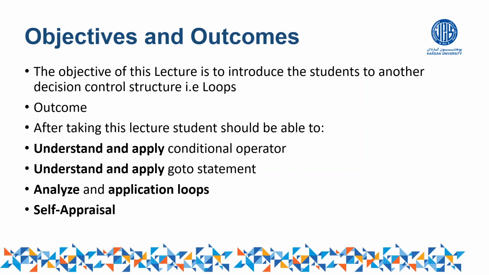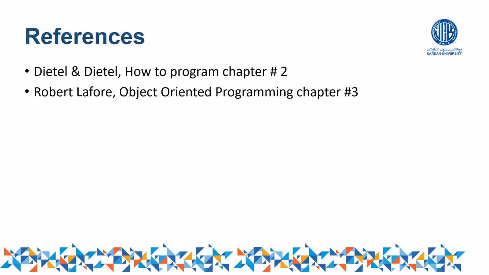The outcome of today's session. What are we going to get after taking this lecture? After taking this lecture, students should be able to understand and apply the conditional operator, the control operator. First of all, before discussing loops, you will understand and apply the conditional operator, and then we are going to talk about the goto statement, and after that analyze an application of loops. We will understand loops, we will learn loops, and then we will apply loops in practical programming. So obviously the outcome is the self-appraisal.